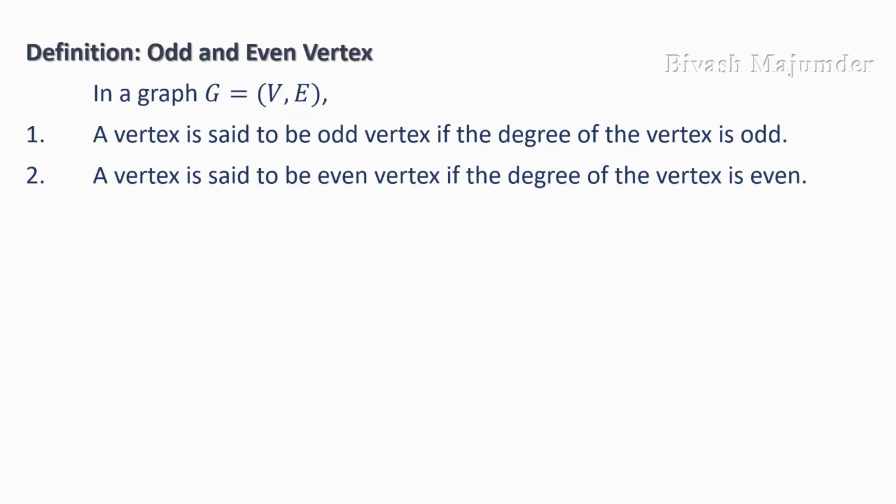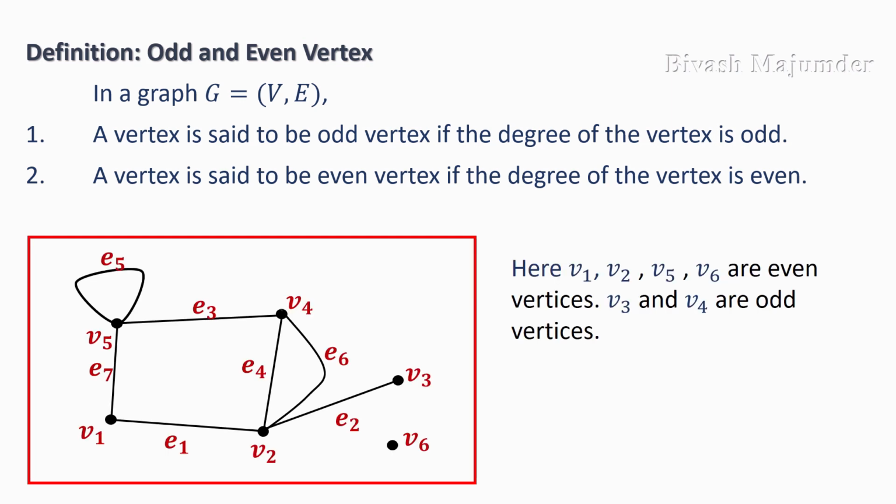Let us begin with the definition of odd and even vertex. In a graph G, a vertex is said to be an odd vertex if the degree of the vertex is odd. A vertex is said to be an even vertex if the degree of the vertex is even. In this picture, V1, V2, V5, V6 are even vertices. V3 and V4 are odd vertices.